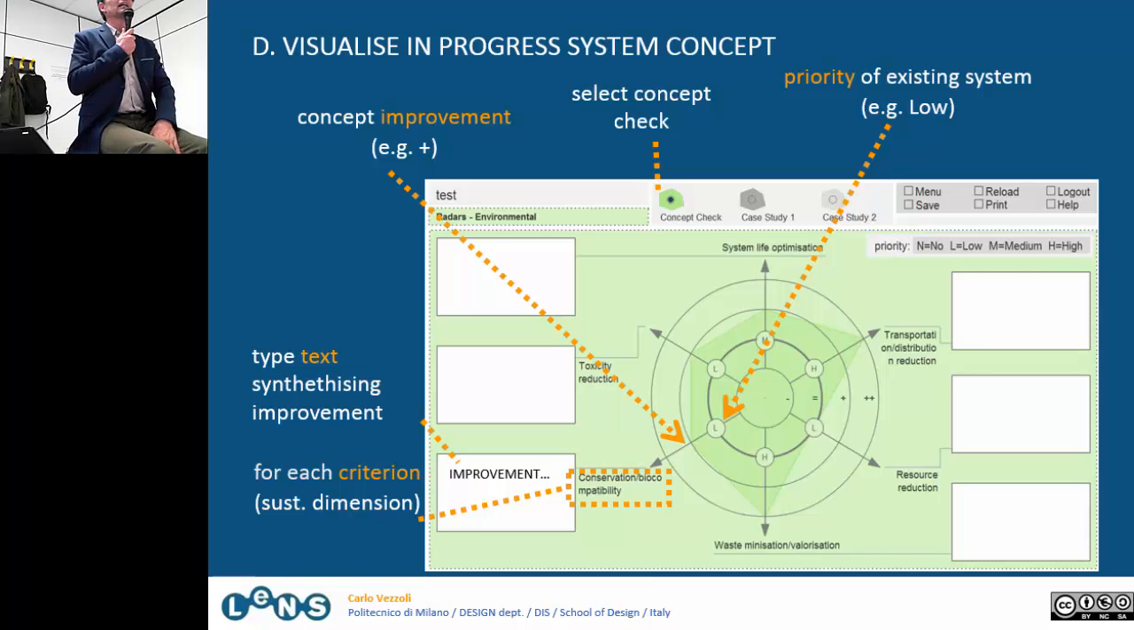And for example, here you can get the point that if for a criteria for which you have a high priority, let's say, system life optimization, I have a high priority, I should improve a lot because maybe the product doesn't last at all, or is not intensively used or whatever it is. And you don't have any improvement. Maybe you have to go back to brainstorm again and generate some new ideas in relation to that.